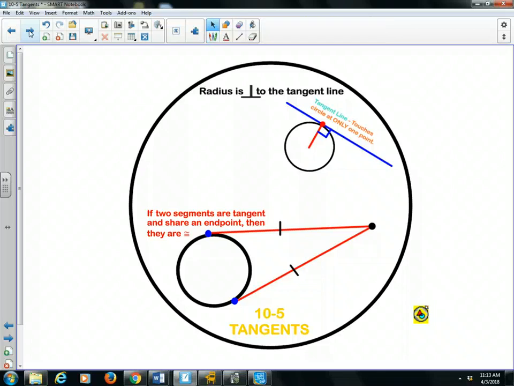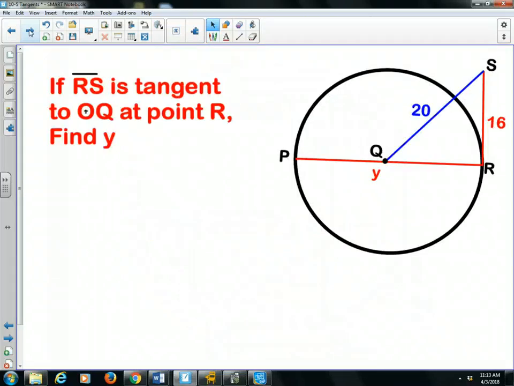So now we're just going to be doing some examples. So you could take out your notes packet. And the first question, if segment RS is tangent to circle O at point R, find Y. So if we know that SR is tangent, and we know QR is a radius, well, a tangent line and a radius are always perpendicular. So that angle is 90.